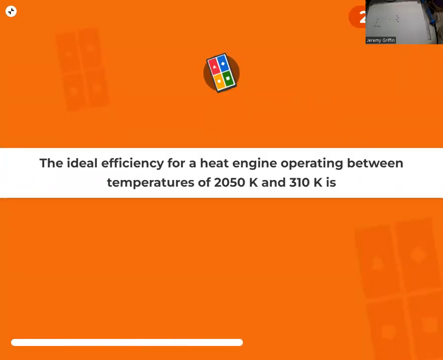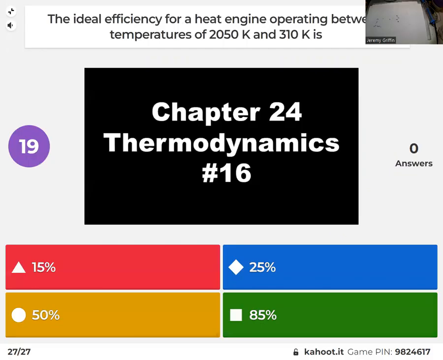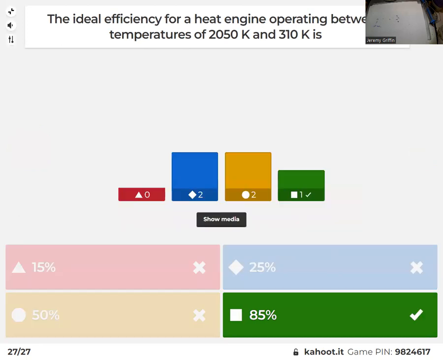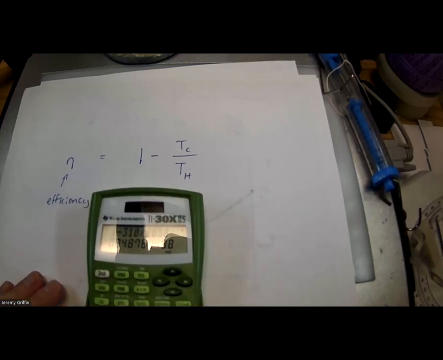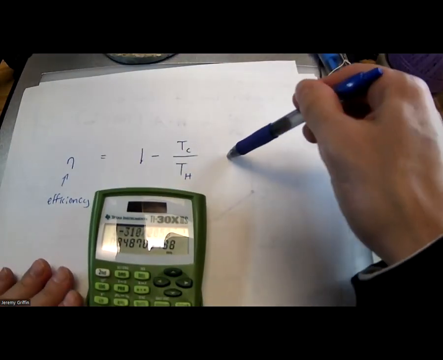What is the ideal efficiency for a heat engine operating between those two temperatures? Oh, we just ran a calculation like this. It's the efficiency. Oh, one winner. One. There's one. Ooh, got it. Right. So you guys remember this formula from a few minutes ago?